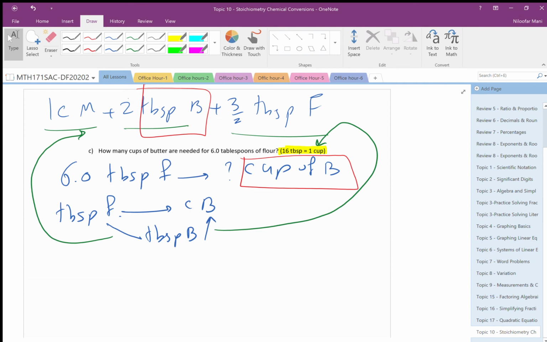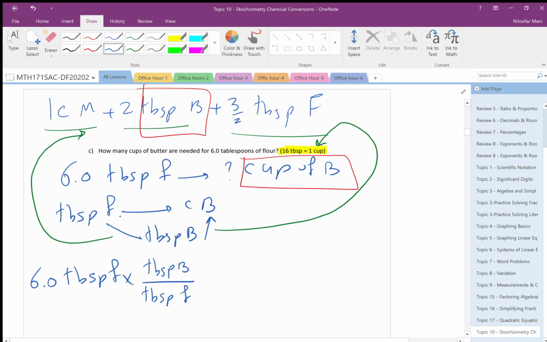Okay, so I have 6.0 TBSP of F. I want to cancel TBSP of F, and I want to bring TBSP of B. So 3/2 is for 2 multiple, then 16 TBSP of B is 1 cup of B. Okay, and then now I can cancel.